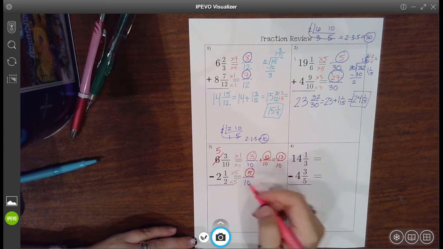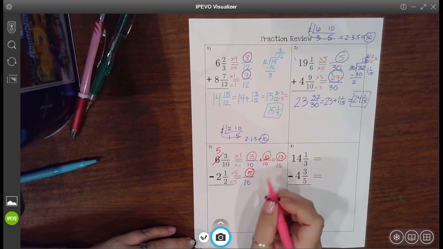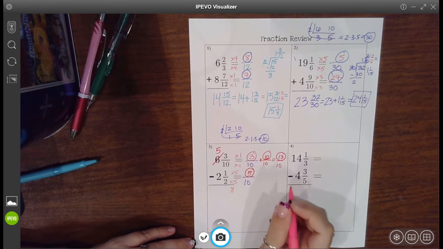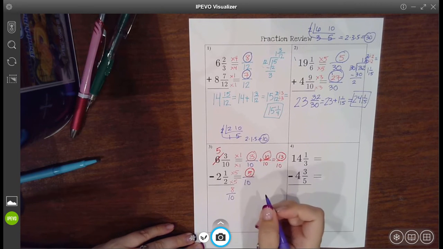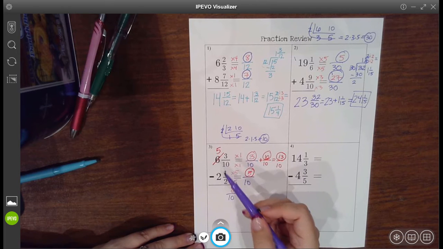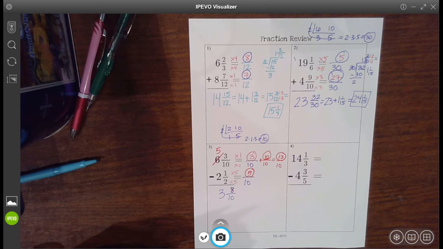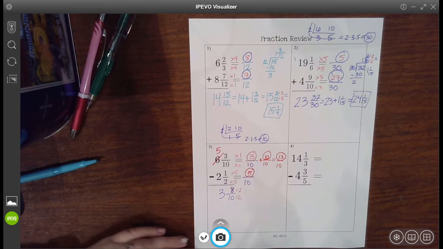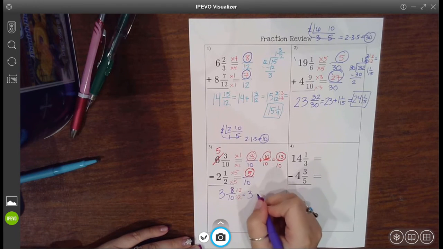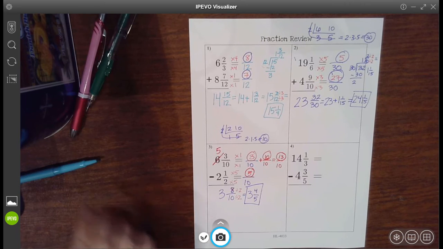So 13 minus 5 is 8. And then you keep your denominator the same. Okay. Subtract your whole numbers in front. 5 minus 2 is 3. Can I reduce this fraction? Yes, you can. I'm going to divide them both by 2. 8 divided by 2 is 4. 10 divided by 2 is 5. I can't reduce it anymore, so I'm done.